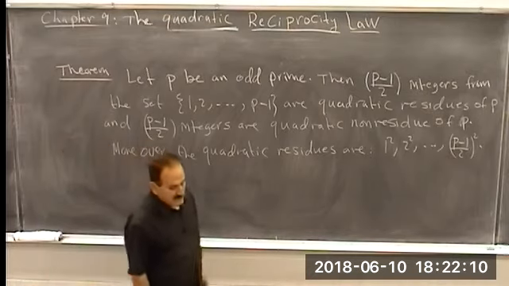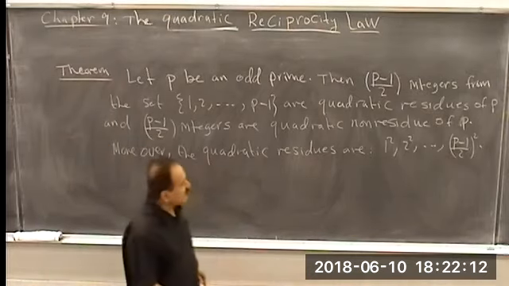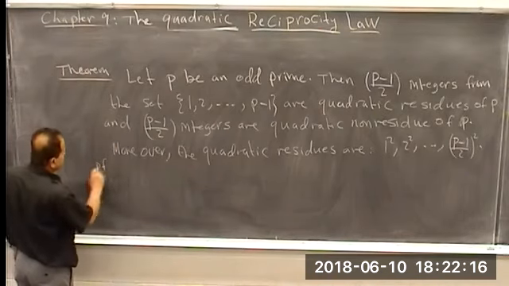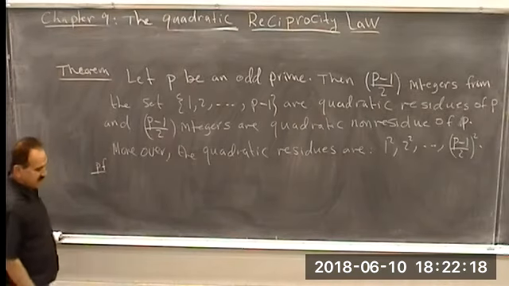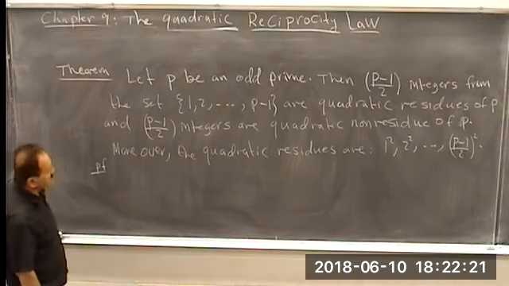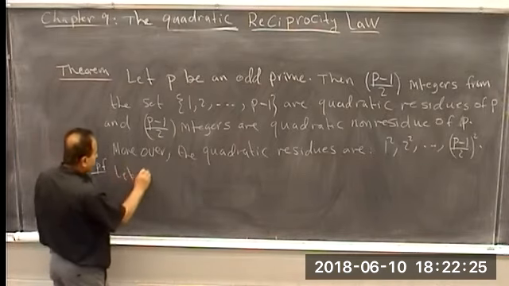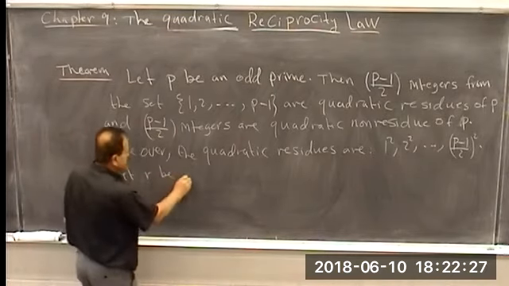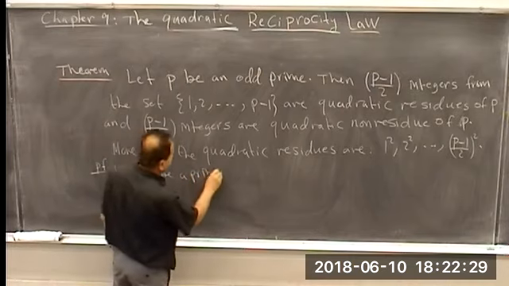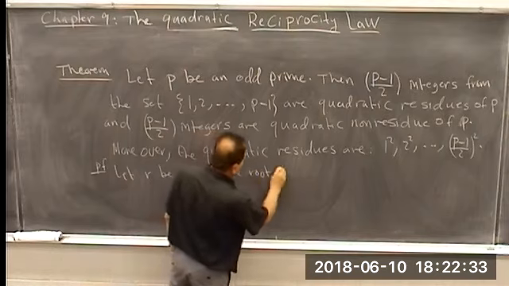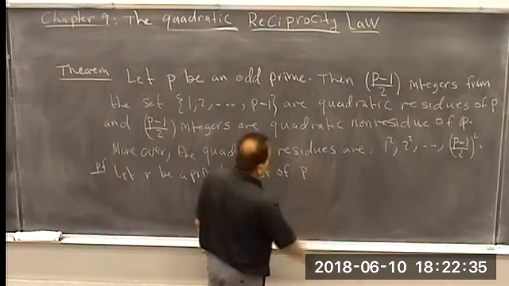All right, we're going to go ahead and prove this. In some sense, we sort of proved or stated this in the previous section, section 8.4. We're going to let r be a primitive root of p.